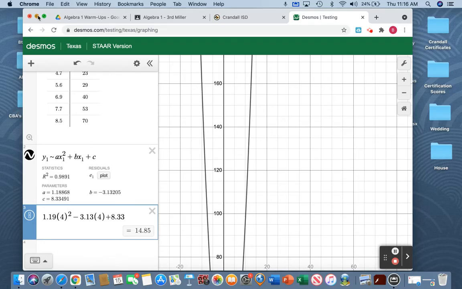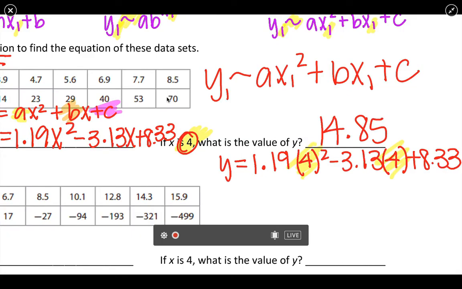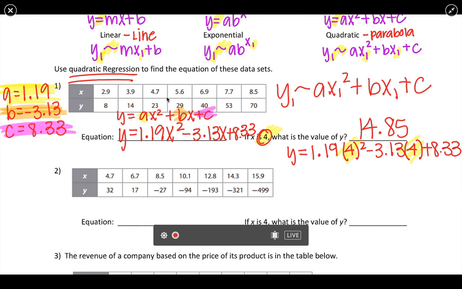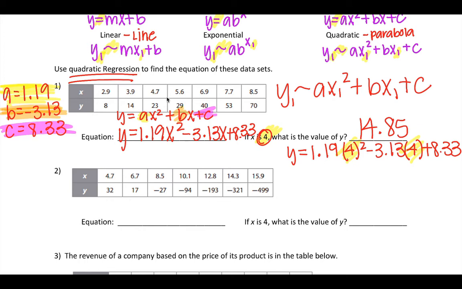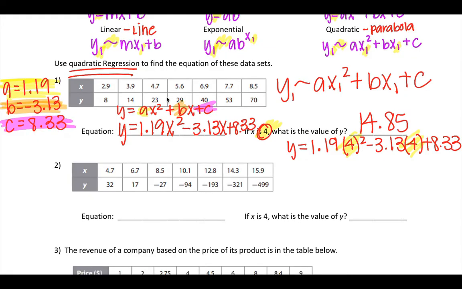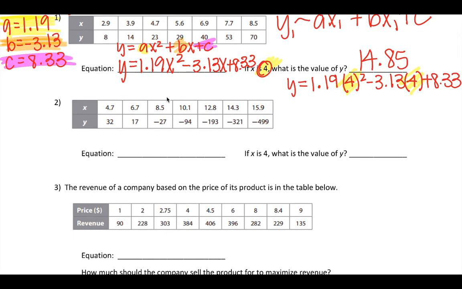So super simple. You're just plugging things into Desmos. Just remember those standard forms, and a lot of standard forms are on your formula cheat sheet. You just have to remember to put those ones and the squiggles and all that fun stuff in there. So again, this one's quadratic regression. Number 2 is quadratic regression, so I'm going to skip that one.